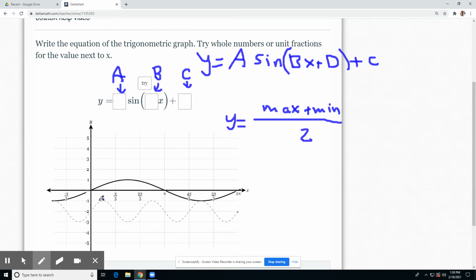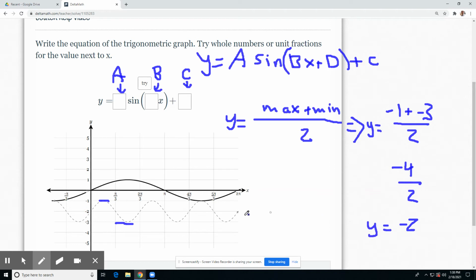So our max is -1. Our min is -3. So this turns into y equals our max of -1 plus min of -3 divided by 2. Get -4 divided by 2 or -2. So y equals -2. That's our midline. That cuts through the center.